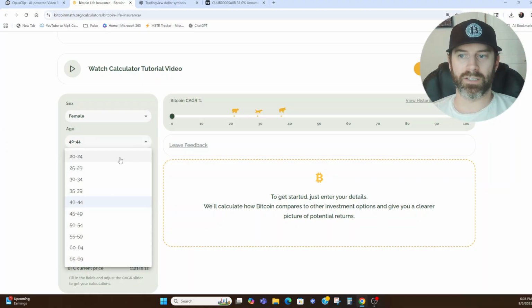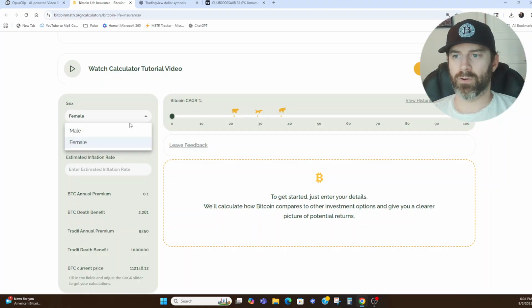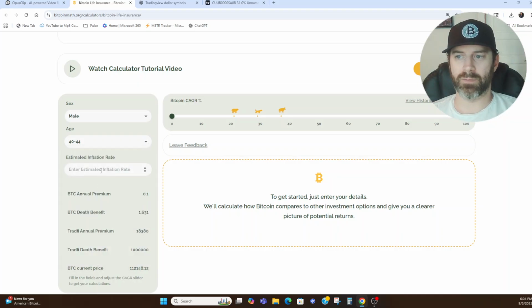So as you key in different inputs here, those two numbers will change, right? The death benefit goes up on the Bitcoin side because the risk goes down. And because the risk goes down, so too does the cost of the TradFi policy. But that is set at, again, a $1 million payout. The Bitcoin death benefit numbers will fluctuate, but the total input, the cost, the premium, will remain the same.